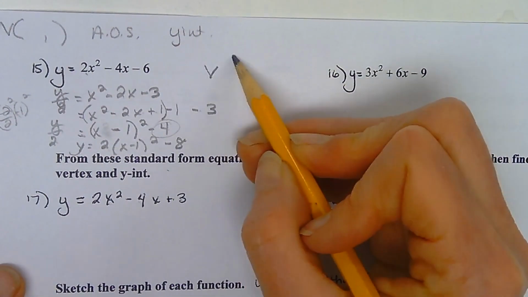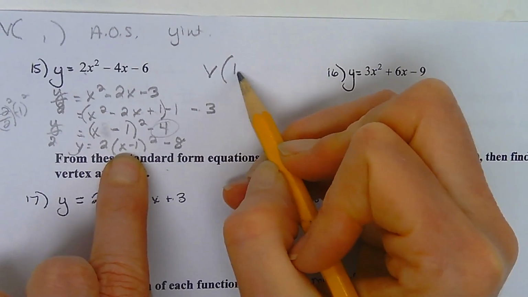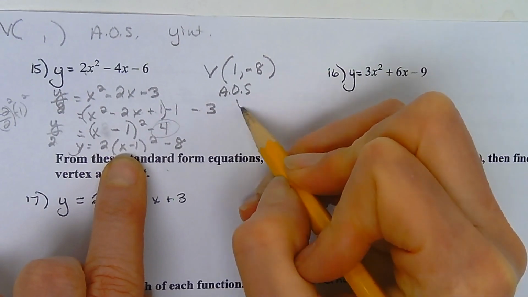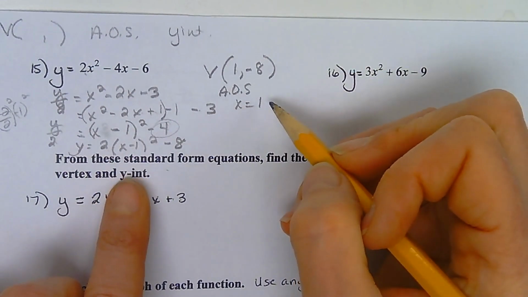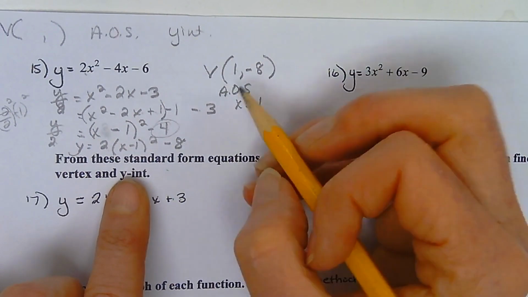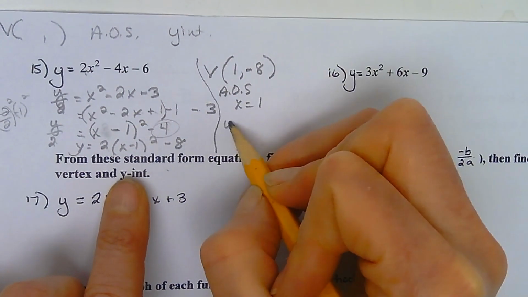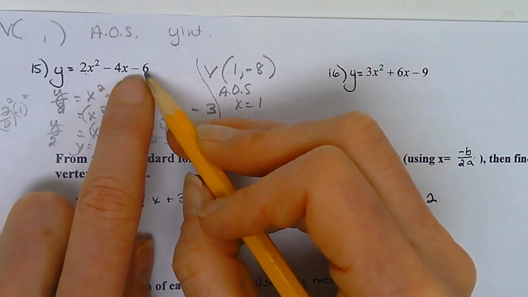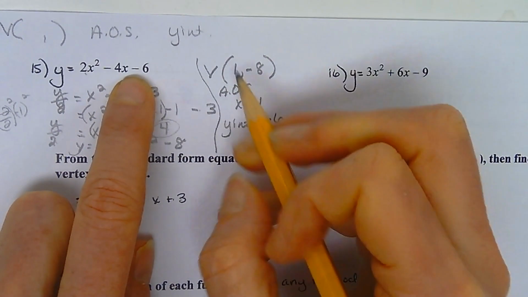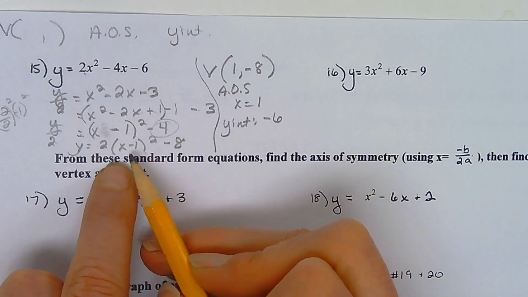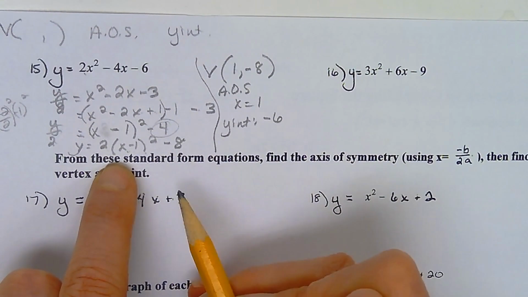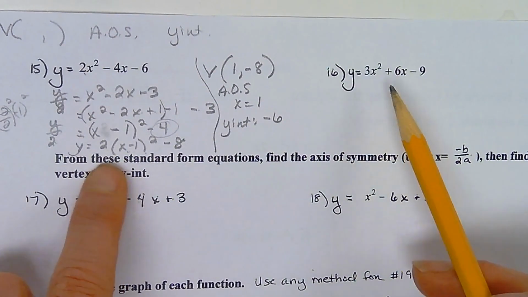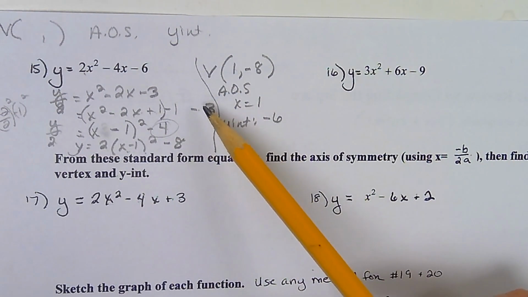Well, what's the vertex from that vertex form? 1, negative 8. The axis of symmetry is x equal to 1, the x value of the vertex, because it goes right through it. And then the y-intercept, again, it's not equal to negative 8 here. It's equal to the negative 6 up here in the standard form. If you want to find it from here, let x equal 0, and you will get negative 6. And so do the same thing here for number 16. Make that leading coefficient 1 first, and then employ the complete the square technique.